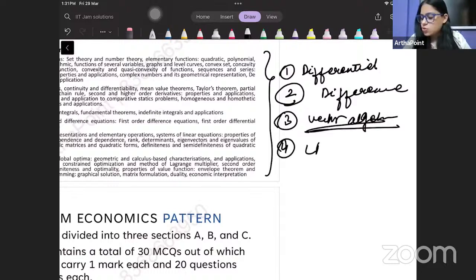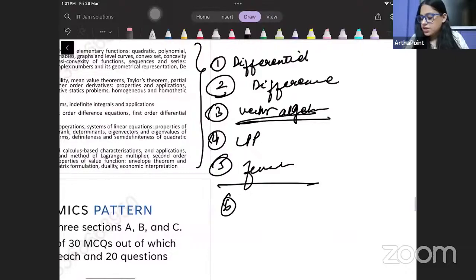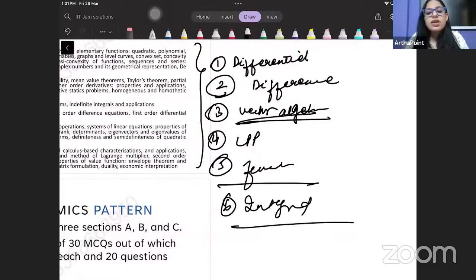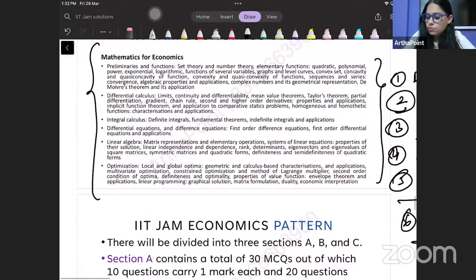Then there will be a fixed question from LPP and a fixed question from function. And at last, integral. So we already know what are the fixed topics that can be asked from the side of maths. And if you focus on those fixed topics only, then also I can guarantee that you will be able to do excellently well in the math side of the paper. So this is from the side of your maths, beta.